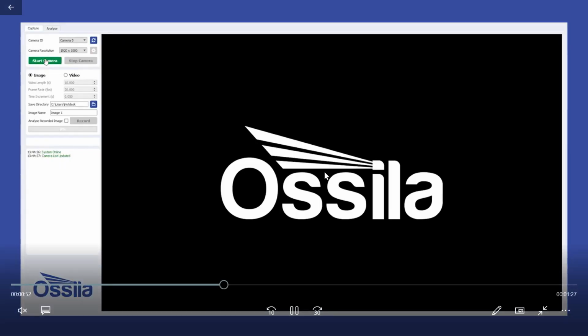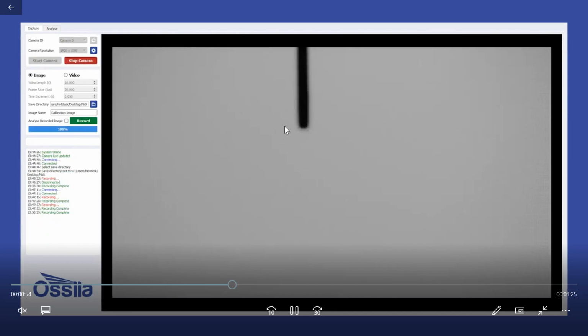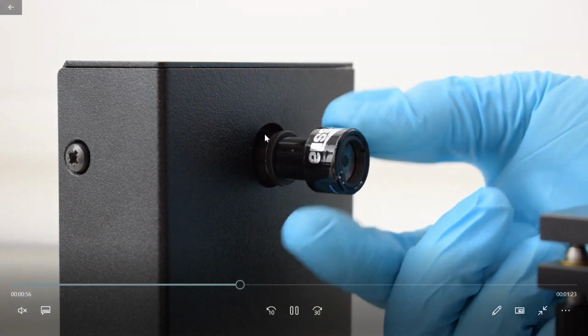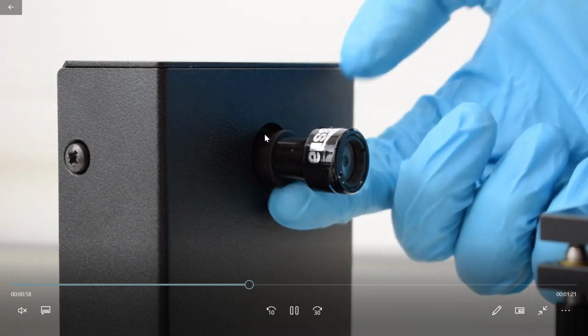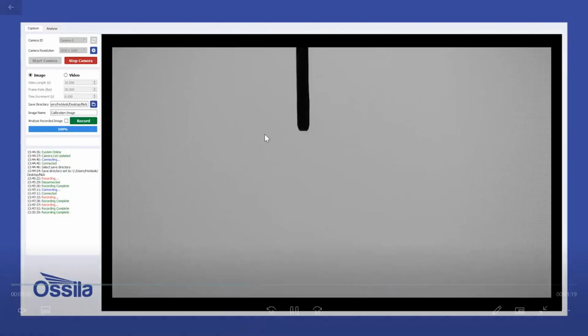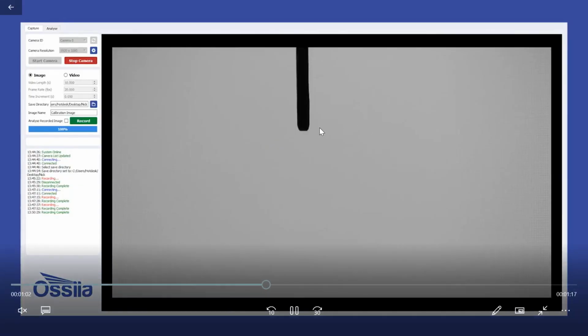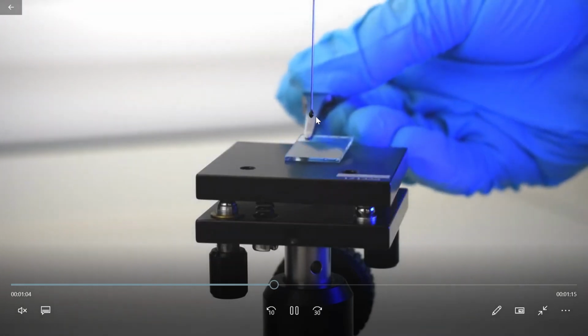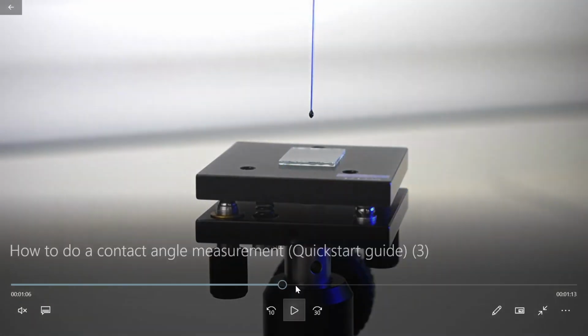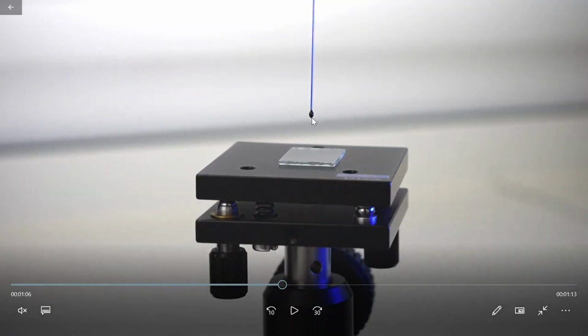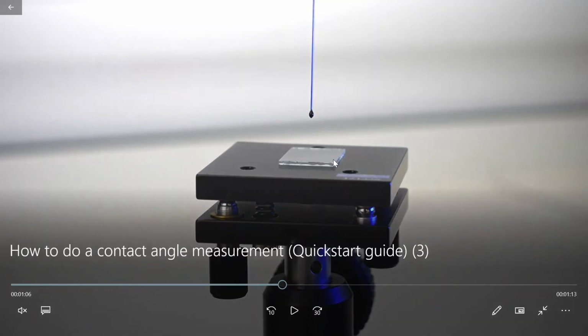So this is the analysis software, and this is the camera. So this is the tip of the syringe pump. And once your goniometer is switched on, then here you can see that this tip is visible. Now you can see this specific liquid which is present, and this is the test surface which we are going to test.